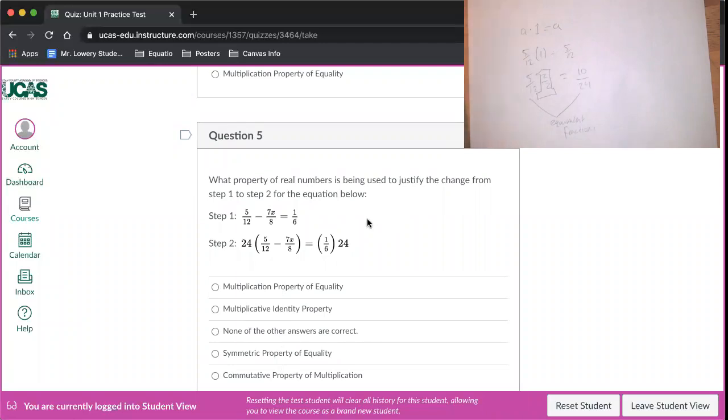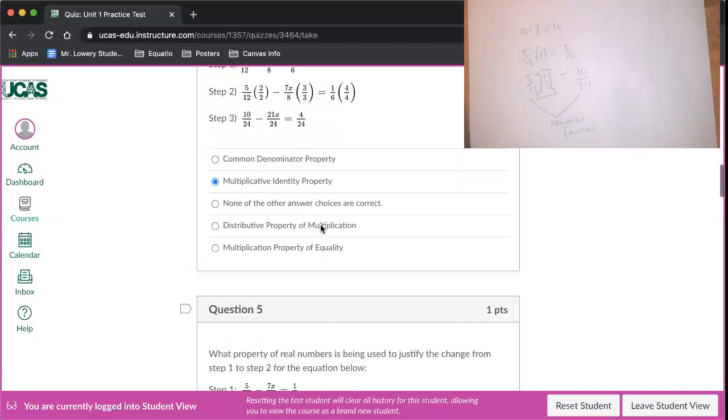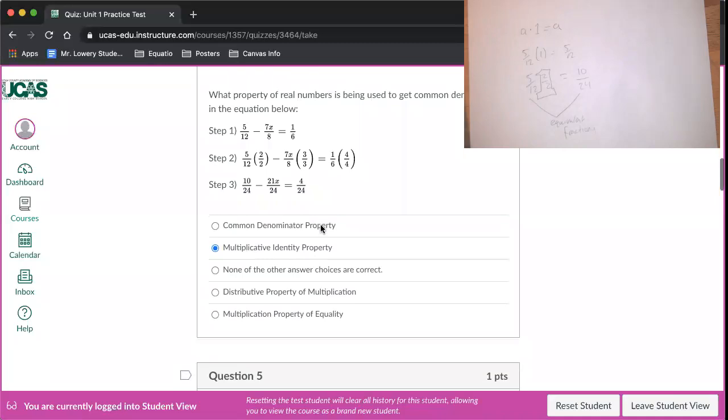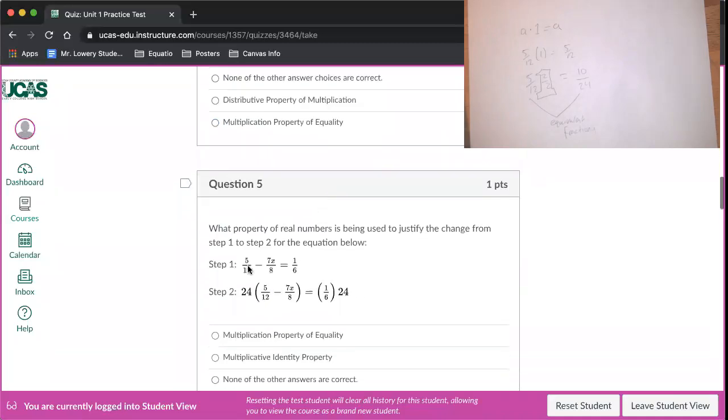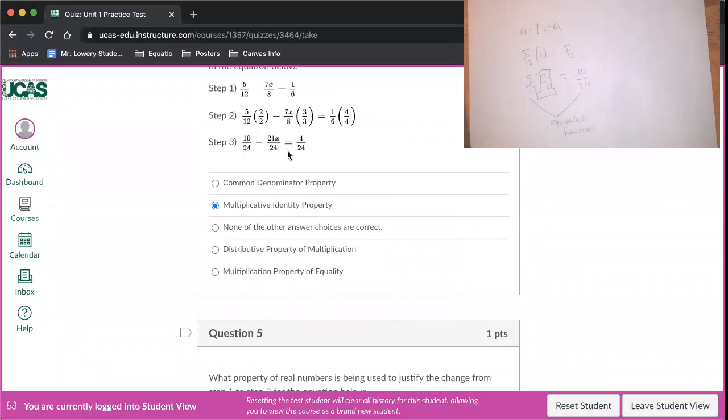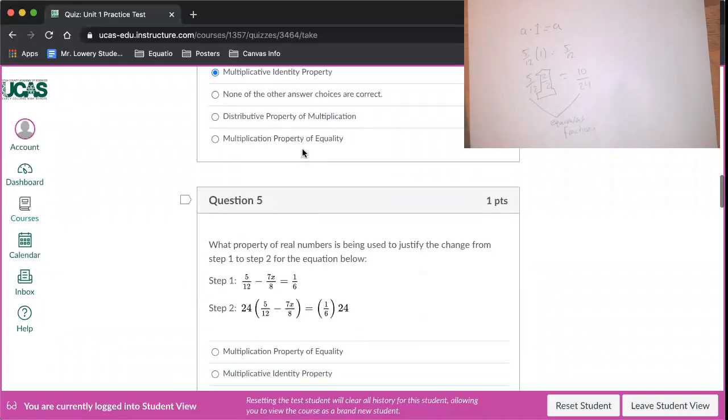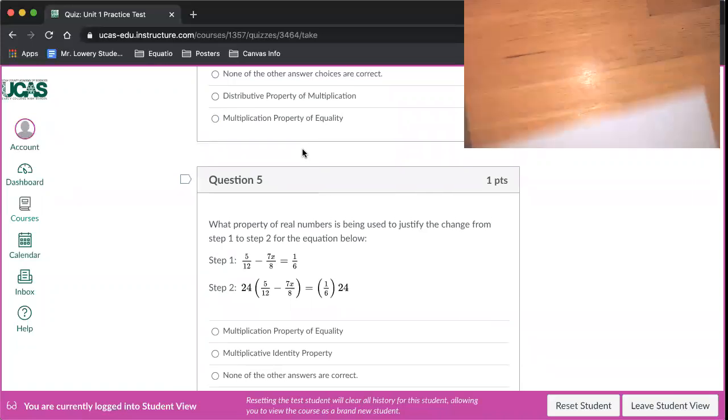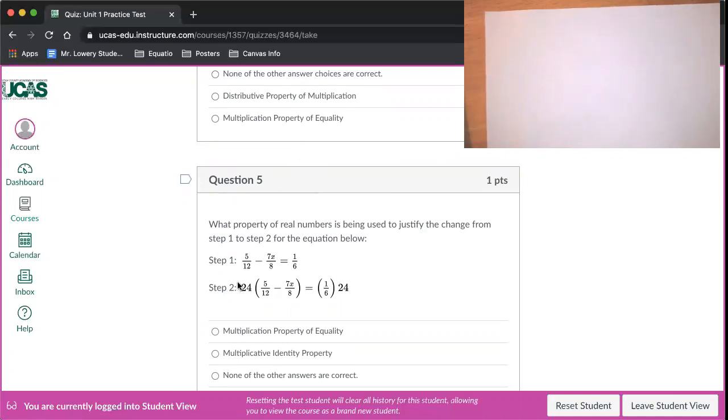What property of real numbers is being used to justify the change from step 1 to step 2? You'll notice this is the same equation that we had before, but there are 2 different techniques that we talked about for solving stuff like this. One of them is to get common denominators, 24, 24, 24. The other one is to clear the denominator altogether. So in this case, we find the lowest common multiple of 12, 6, and 8, and it's 24. And then we multiply both sides by 24.